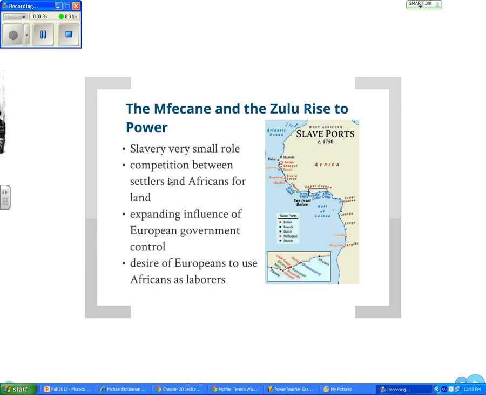Now remember back, who were the first people to really build a colony down there? That's right, it was the Dutch, Holland, at the Cape of Good Hope. And what happens is over time, more and more Europeans live there, and as they expand, they bring in European government control. And there's also a desire for Europeans to use Africans as laborers.